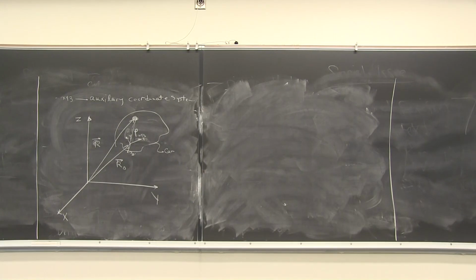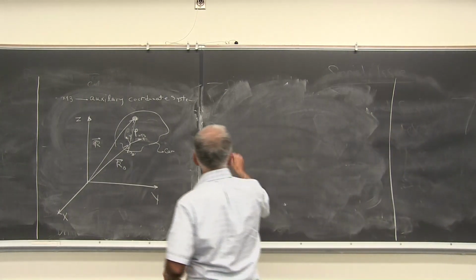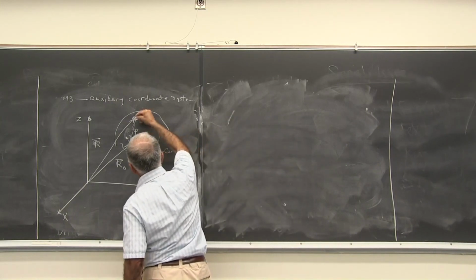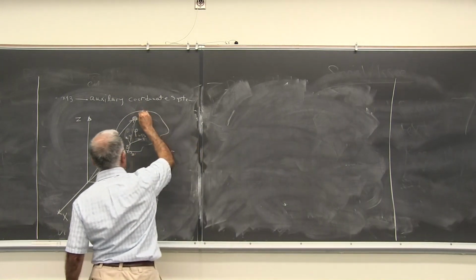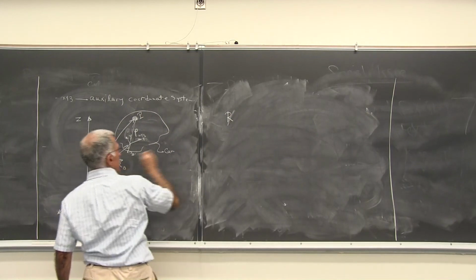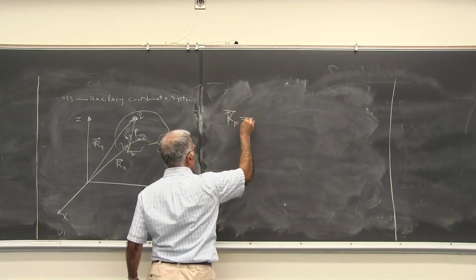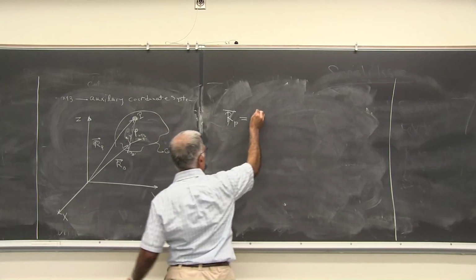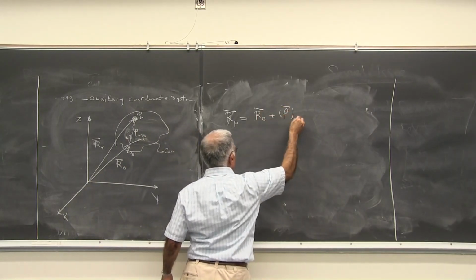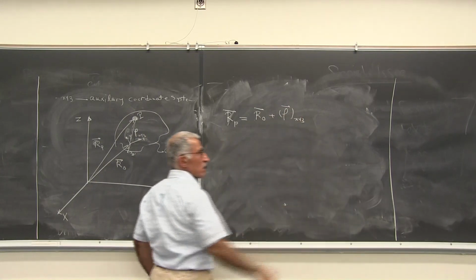Am I clear? All right. So the question is, what is the velocity? No problem. We just have to say the velocity of this point, let's call it point P. We have to say R_P of the particle is equal to R_O plus rho with respect to a small xyz. That's all.